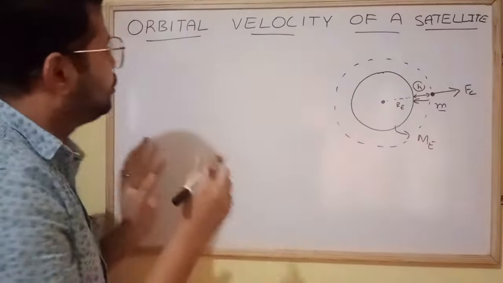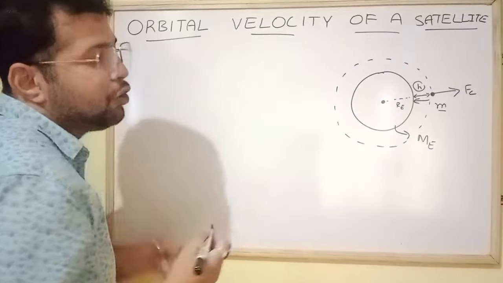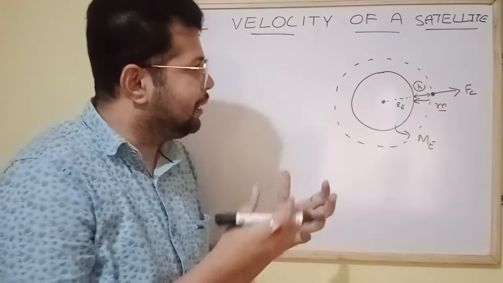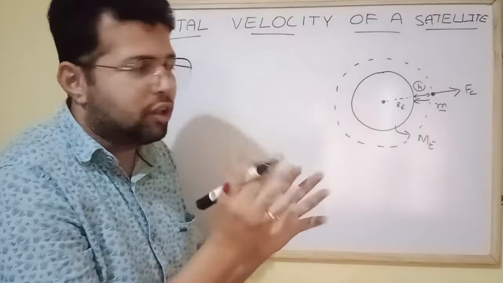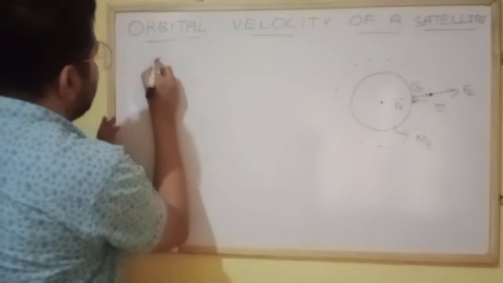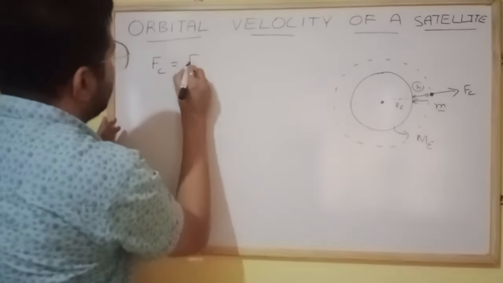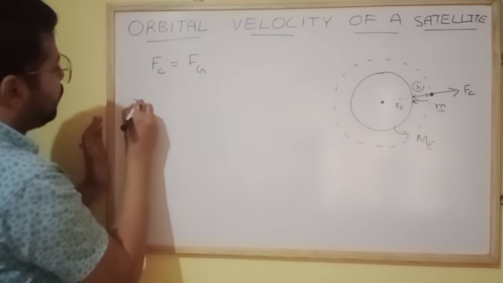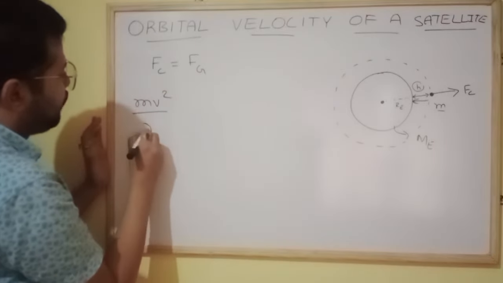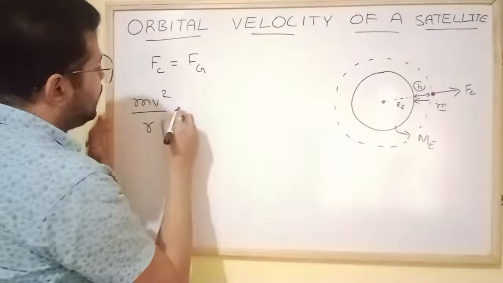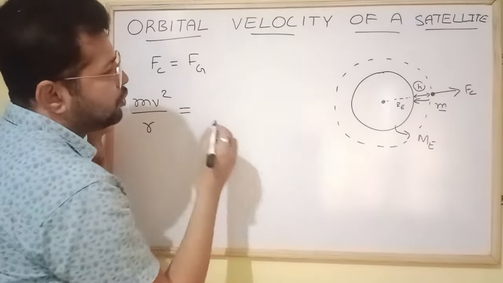So the essential condition for the revolution of a satellite around the earth in a circular orbit is that centripetal force should be equal to gravitational force. So what is the equation for centripetal force? Centripetal force is equal to mv square by r. That should be equal to gravitational force.